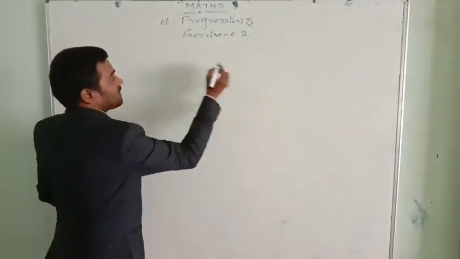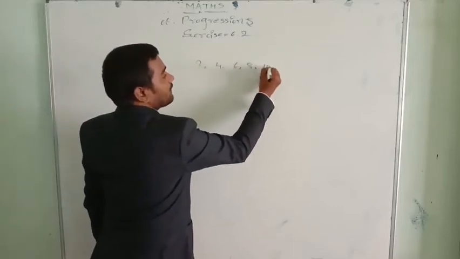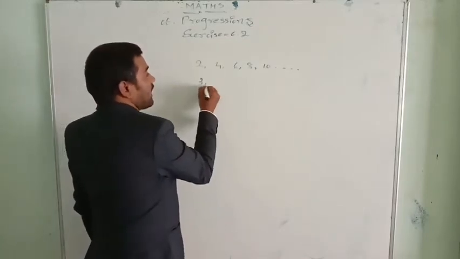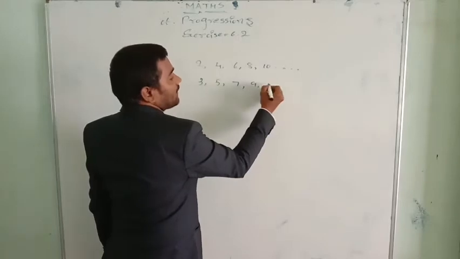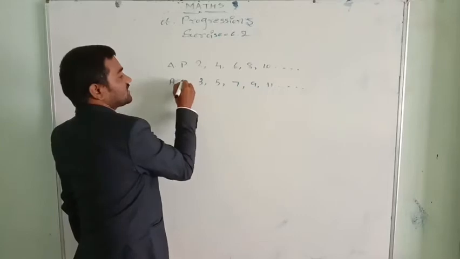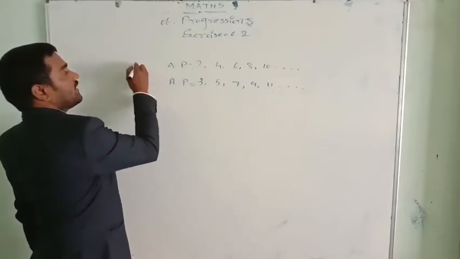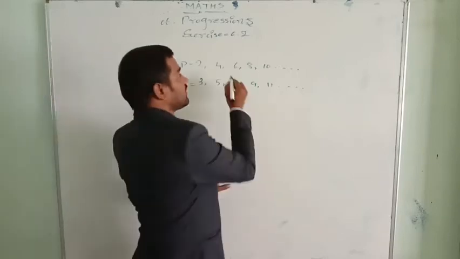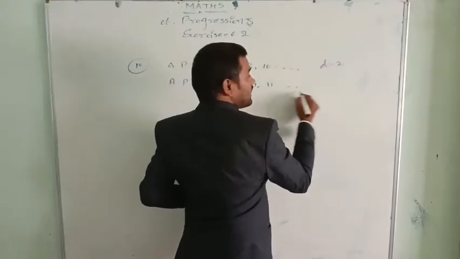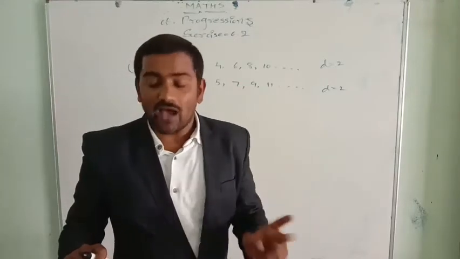So there are two APs. Suppose 2, 4, 6, 8, 10 and so on. Next, 3, 5, 7, 9, 11 and so on. This is the first AP and this is the second AP. Here there are two APs. If you observe their common difference, 4 minus 2 is 2. The common difference here is 2. Here also the common difference is 2 only. So the two APs have the same common difference.